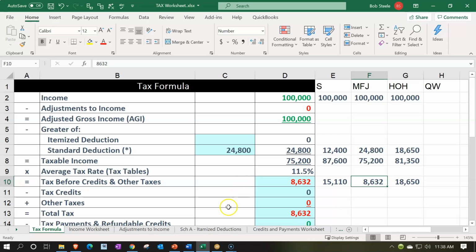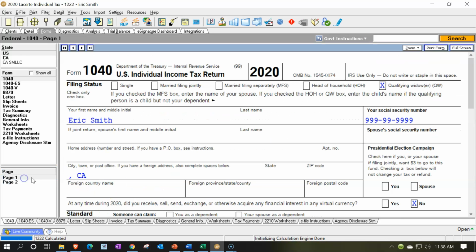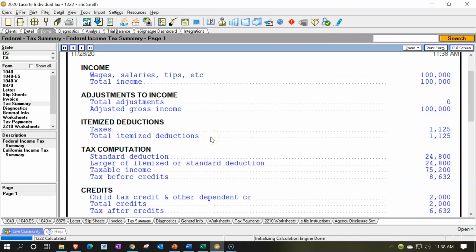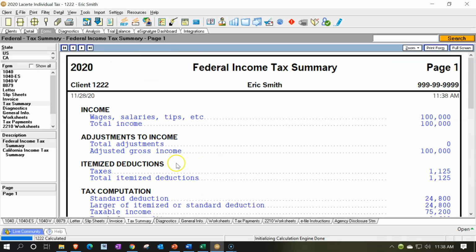But now, of course, if there were a qualified widow or widower, we might have a child tax or a dependent credit as well. We're not going to get into that at this point in time. So we're focusing in on the impact of simply the status at this point in time. So if I go back up top and look at the tax summary, then here's the information for the tax summary.